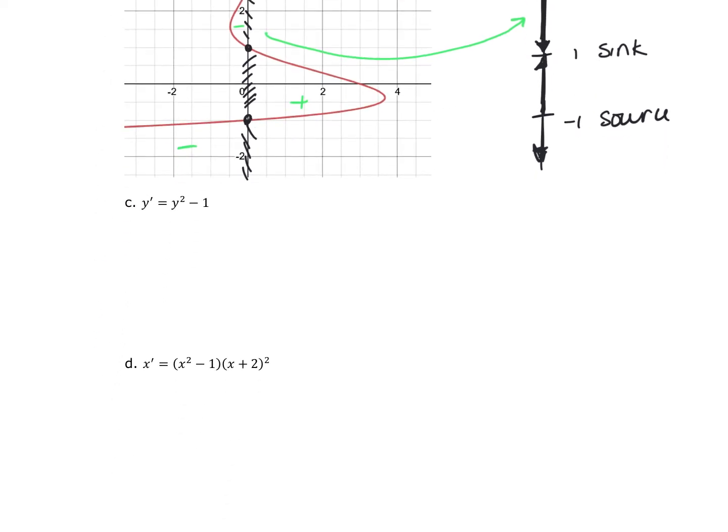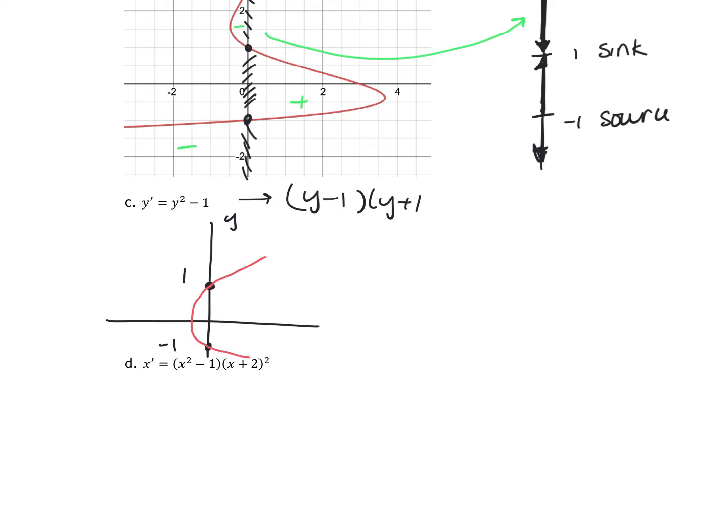Now let's take a look at C. So once again with C, my y is pointing up, and this factors into y -1, y +1. So I have right here at 1 and right here at -1. If I were to graph it, it would look something like this. So this represents positive slopes. So these are negative slopes, these are positive slopes. So positive would look like this, negative would look like this, and positive would look like this.